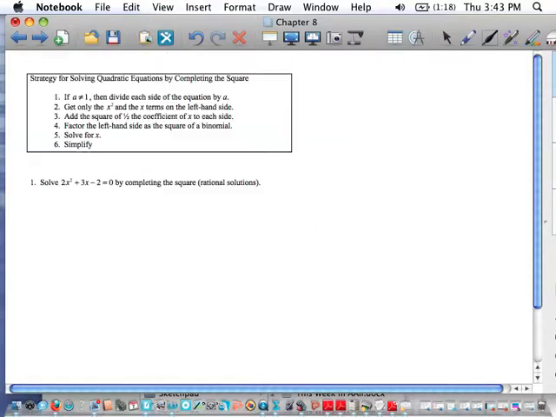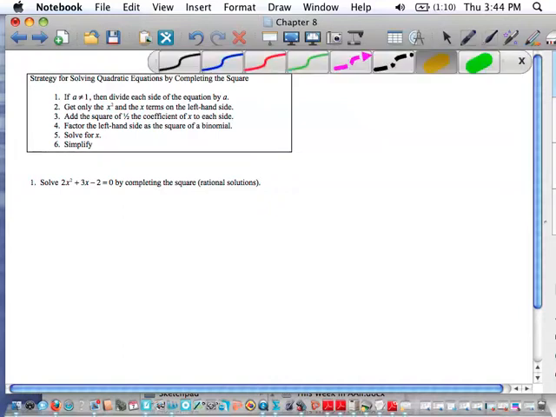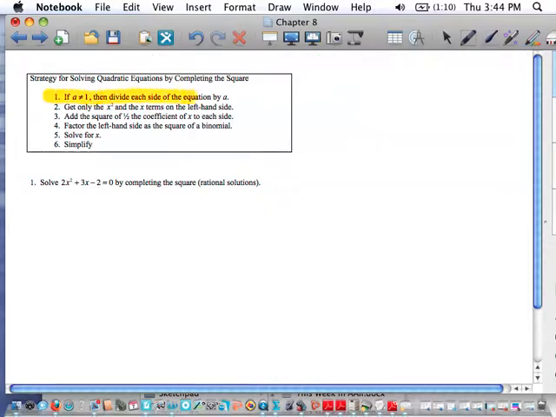Okay, strategy for solving equations by completing the square. If a is not equal to 1, then you must divide each side of the equation by a. That's really important. If you don't do that, you will not get the correct answer.